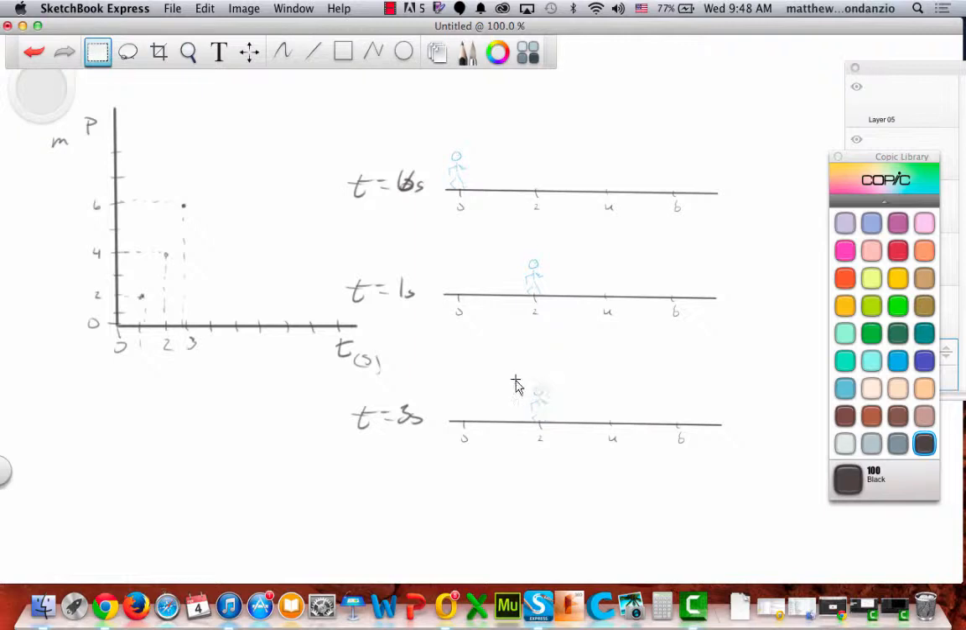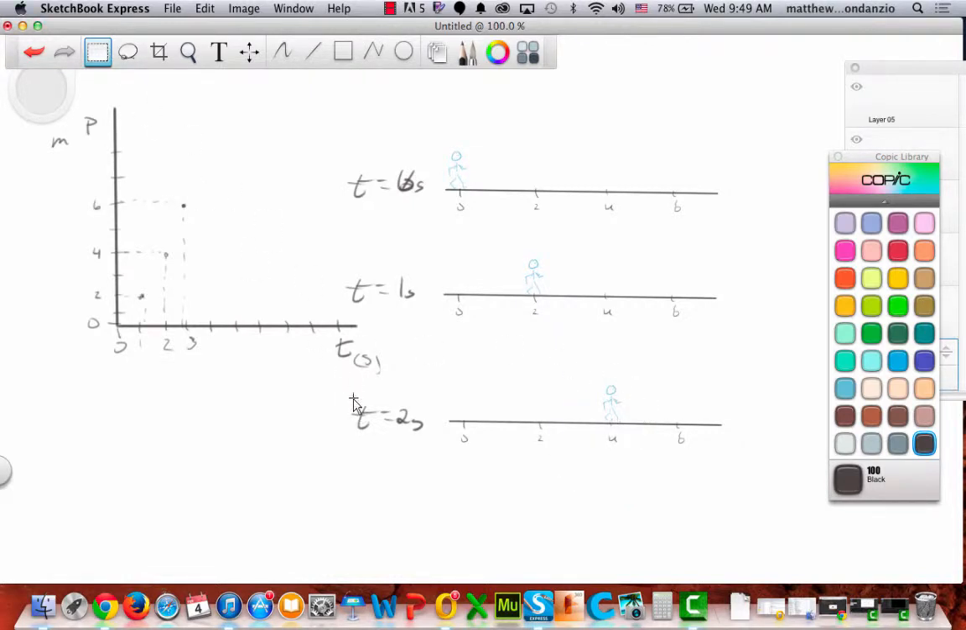Okay, where's my guy at 3 seconds? 6. At 6, right? 2, 4, 6, right? Oh, it was 2. Oh, I missed 2 seconds. Sorry, let me do 2 seconds. My bad. I missed 2 seconds. This is at 2 seconds. He's at 4 meters, right?